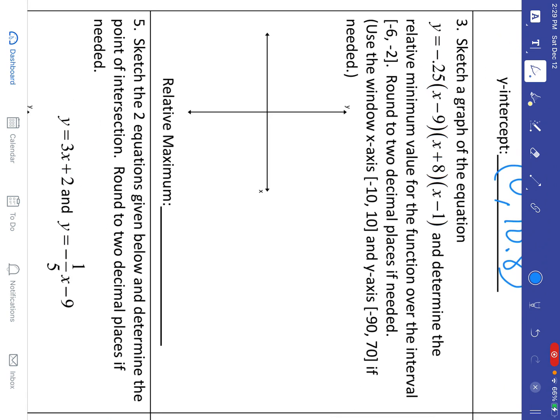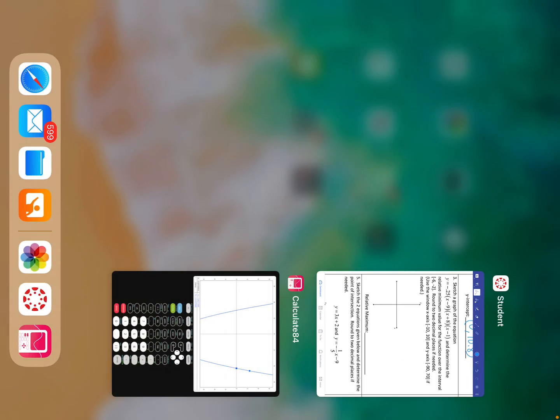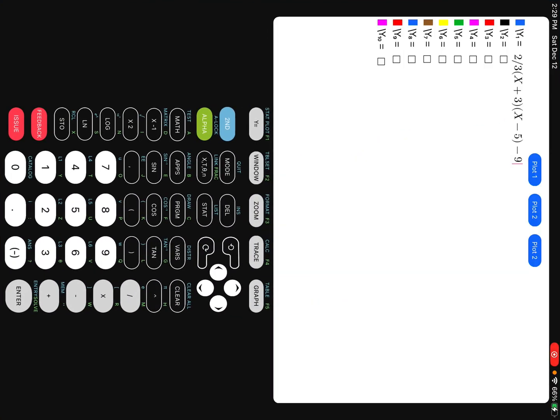Next, we have an equation. We want to find the relative minimum over the interval -6 to -2. So we're going to show you how to find that. So go back to our calculator. We're going to y equals. We're going to clear out that equation. We're going to write the new one in.